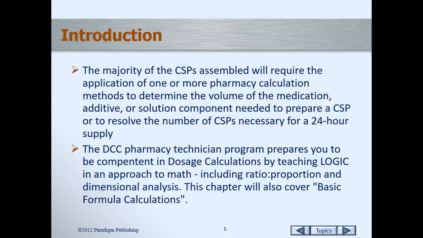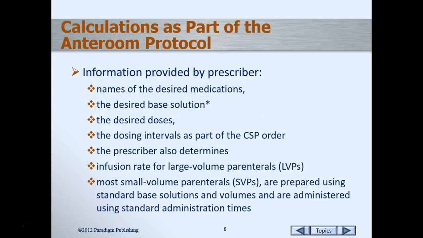So, the majority of the compounded sterile products will require calculations. So we saw the label in the previous chapter with gentamicin ordered. Well, it just told us how much gentamicin it wanted in the bag. It didn't tell us how much of our stock solution would give us that gentamicin. So we will have to do that calculation. We want to use logic in approaching math. So the ratio, proportion, and dimensional analysis help to do that.